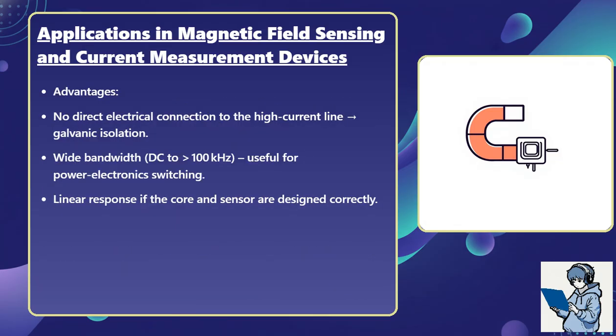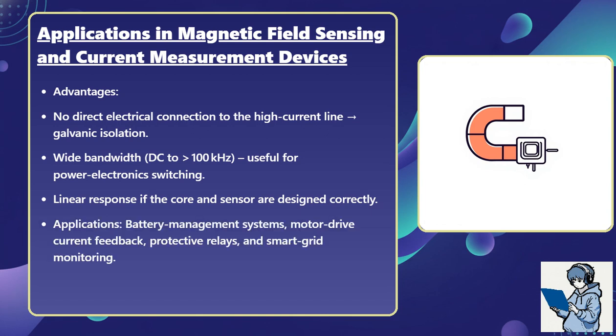Advantages: no direct electrical connection to the high current line, which leads to galvanic isolation. Wide bandwidth, direct current to greater than 100 kHz, useful for power electronics switching. Linear response if the core and sensor are designed correctly. Applications: battery management systems, motor drive current feedback, protective relays, and smart grid monitoring.